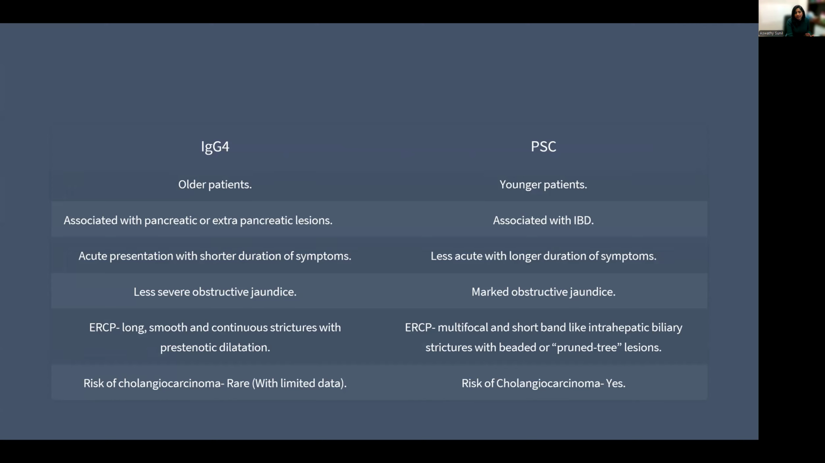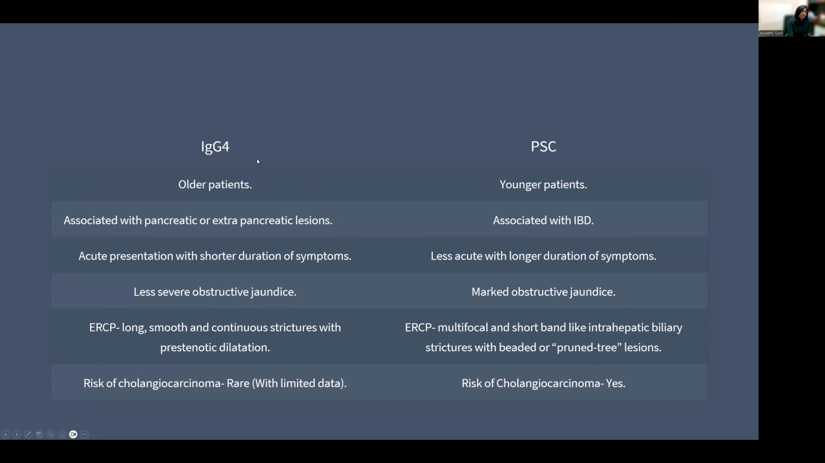So how to differentiate? Primary sclerosing cholangitis usually occurs in younger patients, usually associated with IBD. It's less acute, with longer duration of symptoms, and they have marked obstructive jaundice. On ERCP, classical prune tree pattern is seen, and the risk of cholangiocarcinoma is high.